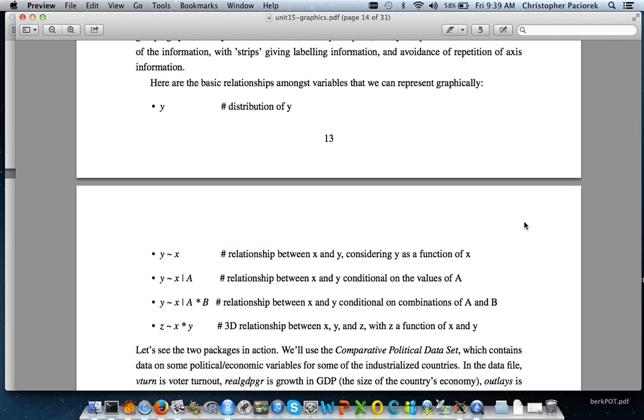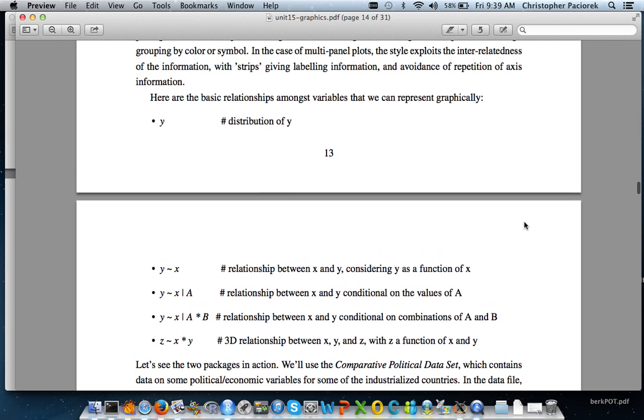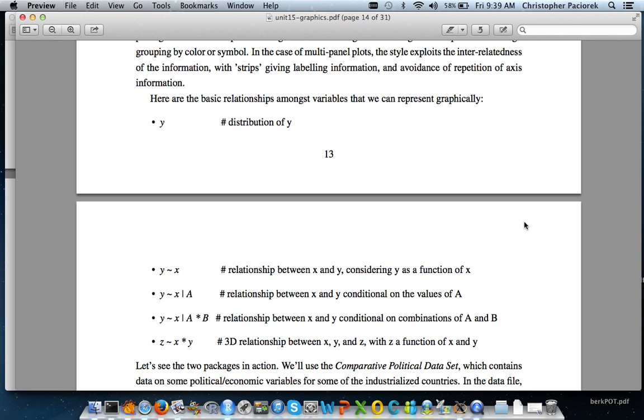a graphic. And so the basic ones are basically these 5. If you just have a single variable, you're thinking about representing something as the distribution of the variable, like a histogram or a density plot. Then this represents looking at the relationship between x and y, where you consider y as some sort of function of x.